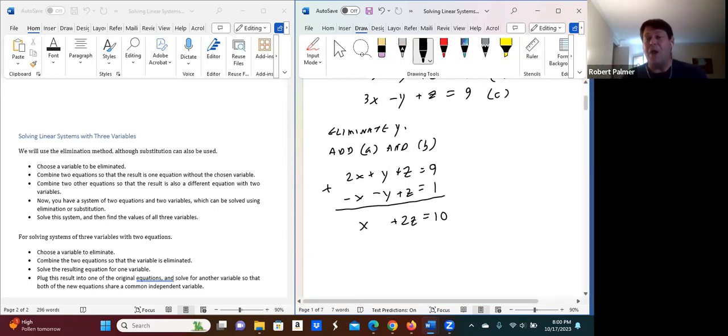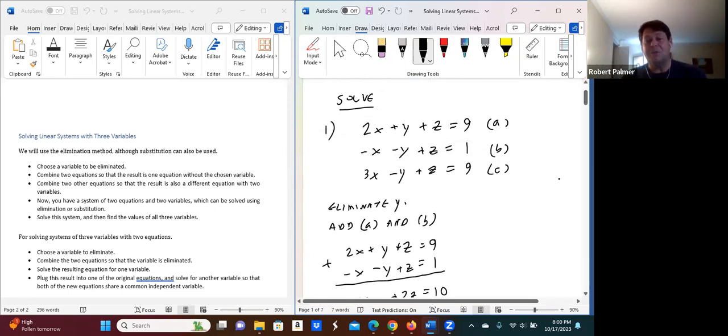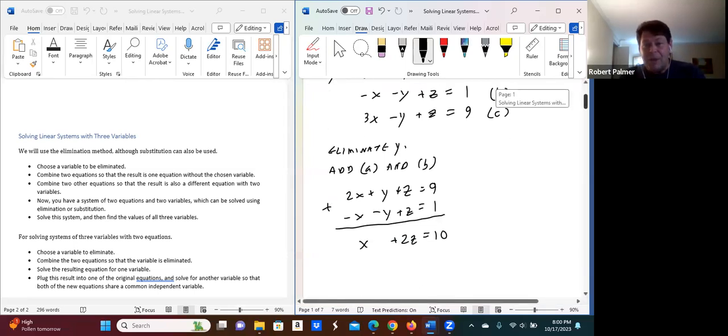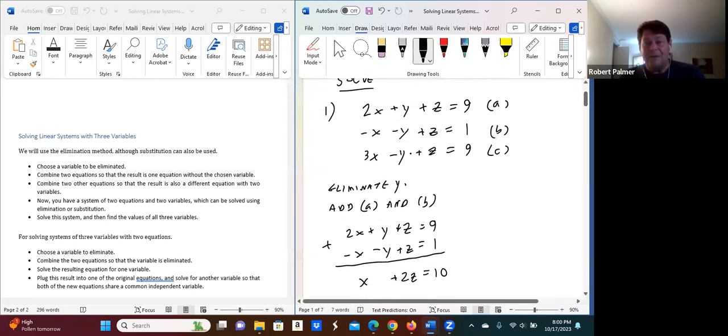So let's back up just a minute. Our problem is that we have three equations with three variables. So we eventually want to get down to just one equation with one variable. But first, we need to get down to two equations with two variables. So now let's eliminate another one. Let's do a similar thing and add equations A and C, because once again, we have a plus y and a minus y. That's the easiest thing to do.